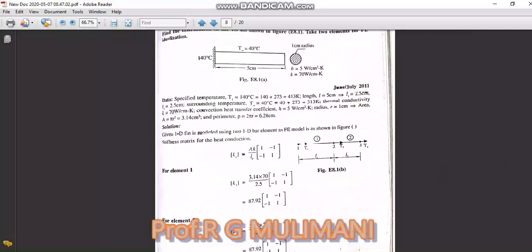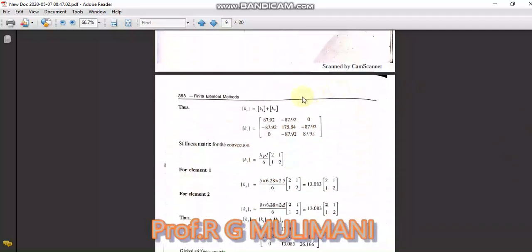Let us find the conduction matrix for element 1. We already have the equation AK by L times [1 -1; -1 1]. The area is constant for both elements, the thermal conductivity is also the same, and the lengths are also the same, so you will get the same values. But you find the global stiffness matrix considering the corresponding nodes.